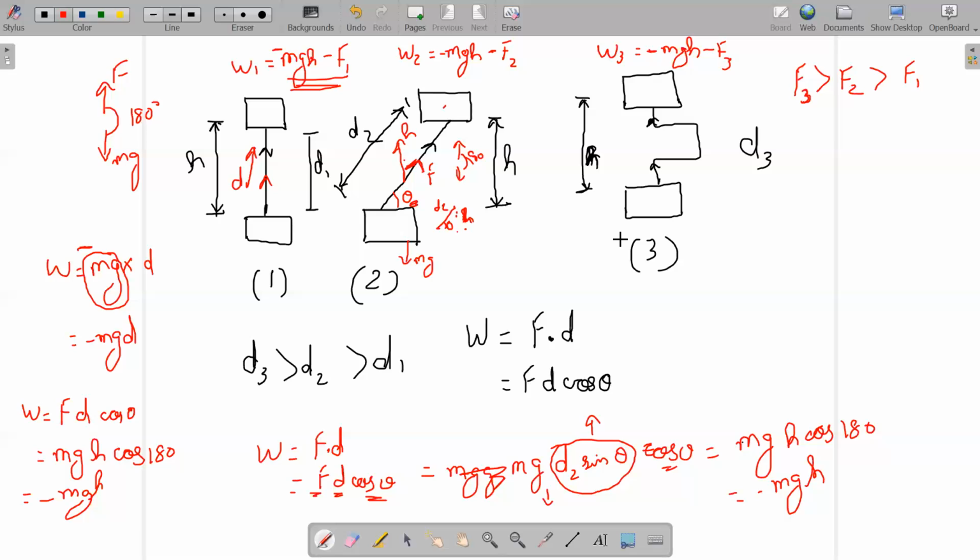Sir, then work done will be negative now, sir? Yeah, work done will be negative, because here the question is about work done against gravity, right? So if you are considering work done by gravity, then it will be negative. But if you are considering work done by the person who is pulling the block or who is supposed to move the block, then it becomes positive. It's relative, right?